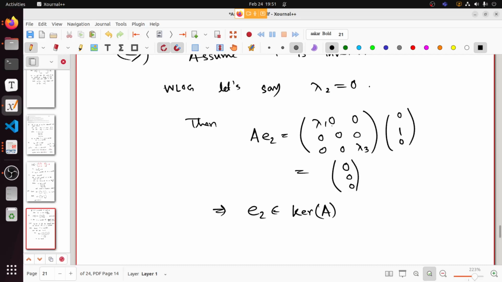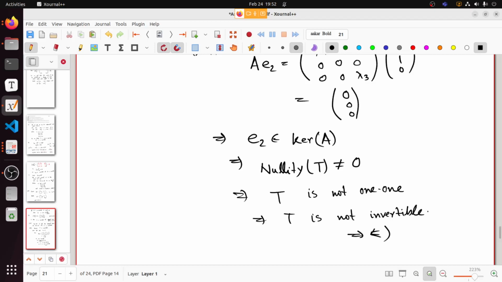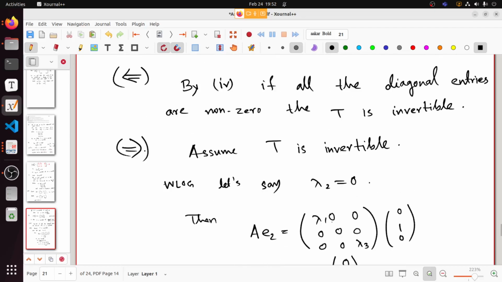So it means that the nullity of T is non-zero, which implies T is not 1-1, which implies T is not invertible. But this is a contradiction, since it's given T is invertible. So there cannot be an element in the diagonal which is 0. If some element is 0, then we will get a contradiction.